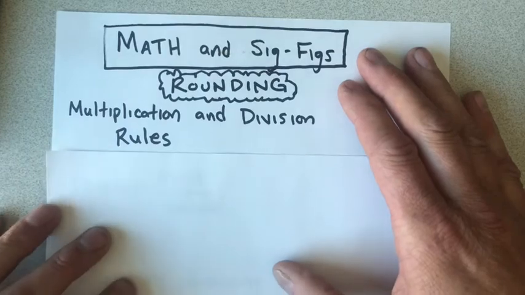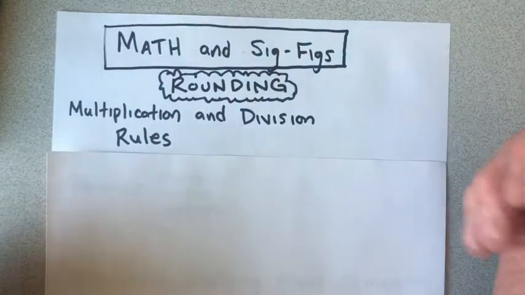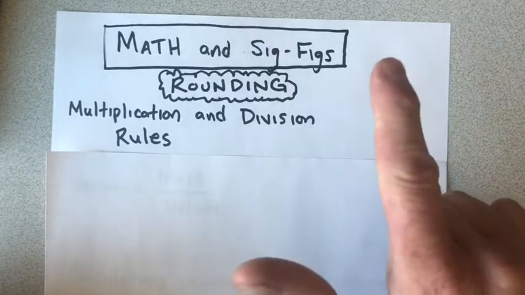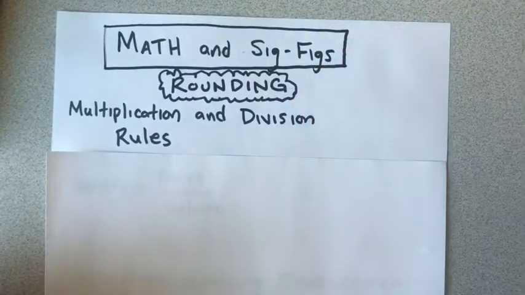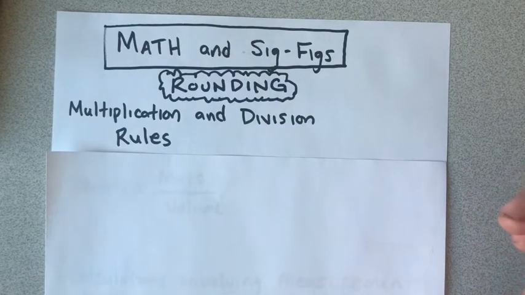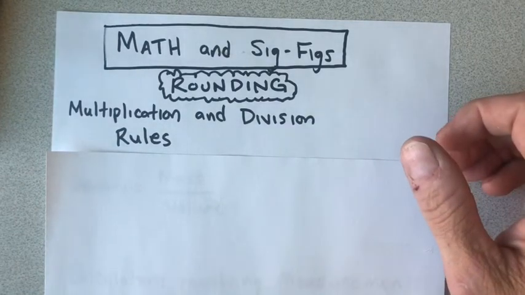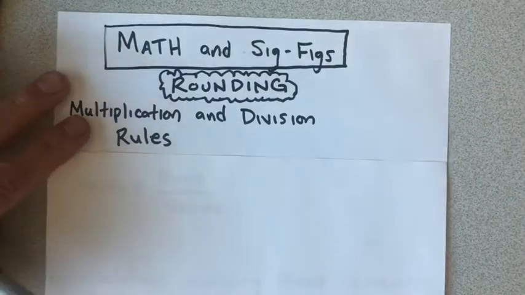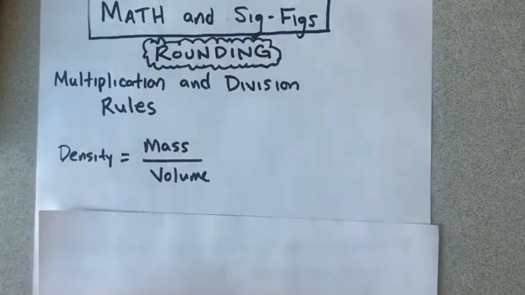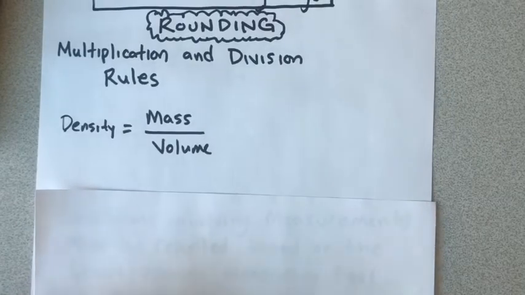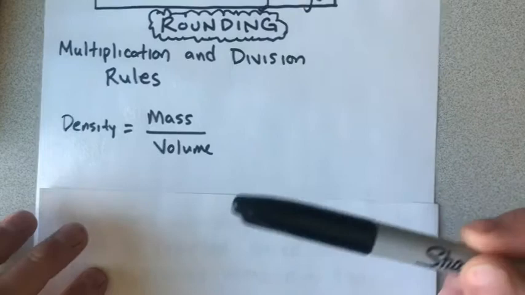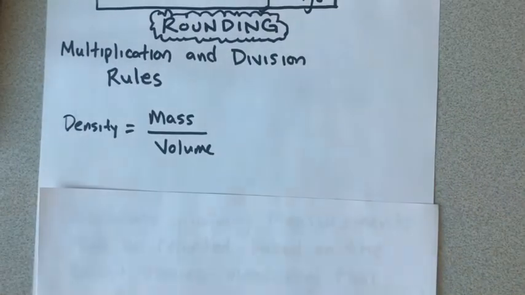Okay, so most of the calculations we make in chemistry are just one of our four basic calculations of either multiplication, division, addition, or subtraction. And so when we're multiplying and dividing numbers, we have to follow certain rules, okay? So let's just talk a real world example here. So let's talk about density. Density is just a calculation where you divide the mass of something over the volume of that thing.